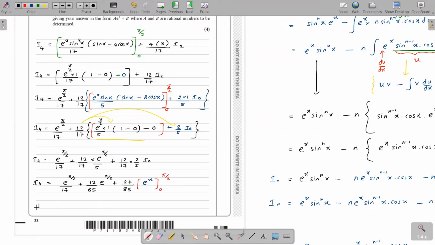So we get here I4 equals e to the power pi over 2 divided by 17 plus 12 over 85 e to the power pi over 2 plus 24 over 85 times e to the power pi over 2 minus e to the power 0, which is 1, right? Because for this we get e to the power pi over 2 minus e to the power 0, which is 1, and that needs to be multiplied with 24 over 85. So minus 24 over 85 times e to the power naught, which is 1. So just 24/85. Okay, yeah. So this is your answer. This is the answer for I4.